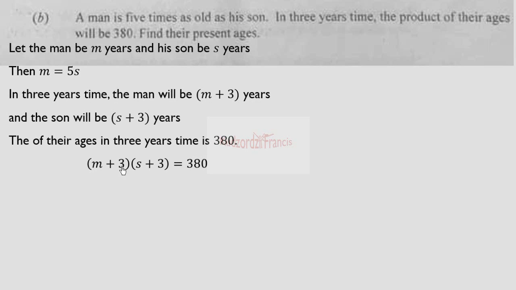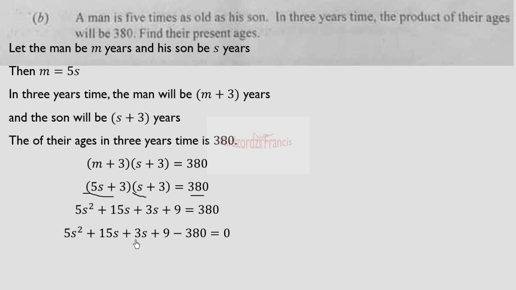So that will give us another equation. M plus 3 times S plus 3 equals 380. Now substitute 5S in place of M over here to get 5S plus 3 times S plus 3 equals 380. Do not equate this to this or this to that, because that property applies to only 0. So we need to expand. So when you expand, you get this. So you group similar terms and you simplify this to get negative 371.